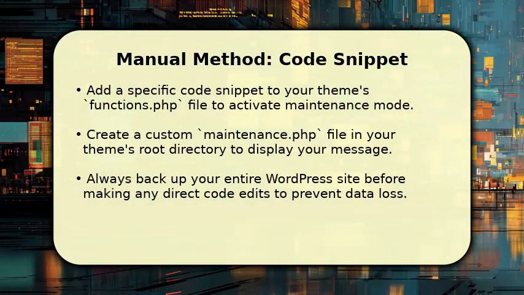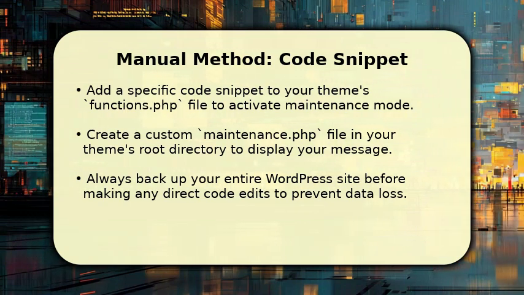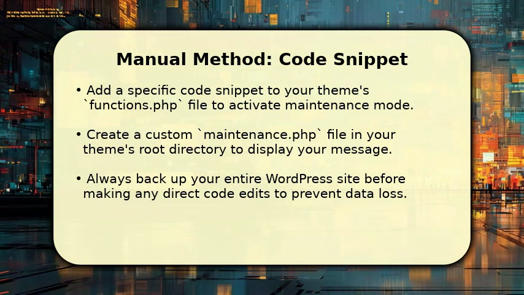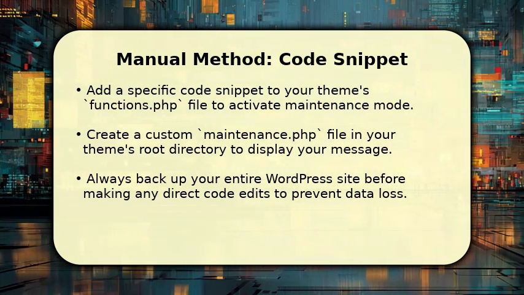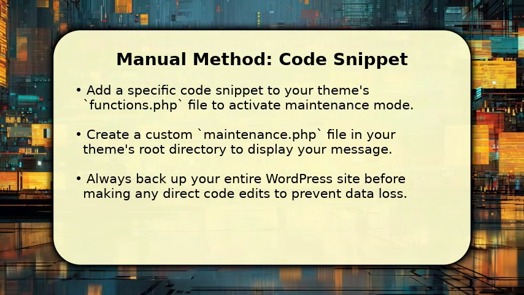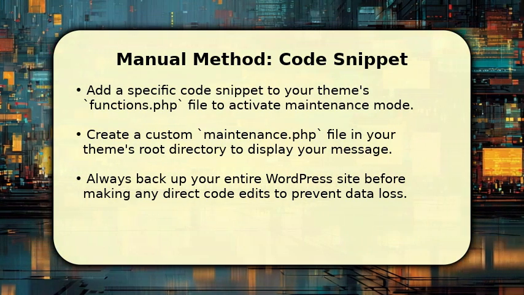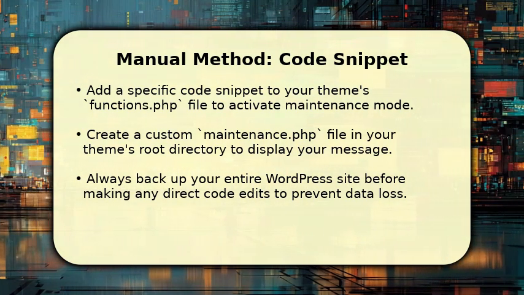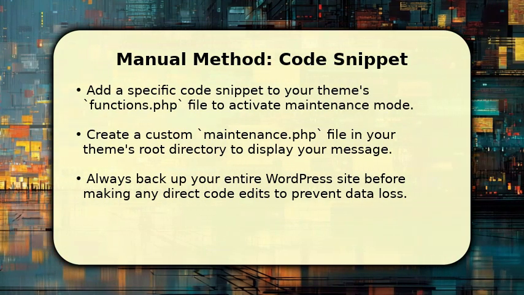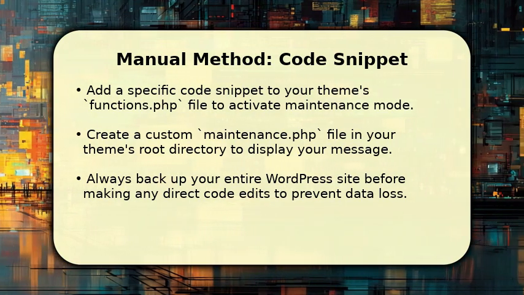For those comfortable with code, a manual approach involves adding a few lines to your theme's functions.php file. This snippet tells WordPress to display a custom maintenance.php page to non-logged-in users. Remember to create this maintenance.php file in your theme's root directory containing your desired message. Always back up your site files before making direct code edits to prevent any unforeseen issues. This method offers more control, but demands careful execution.